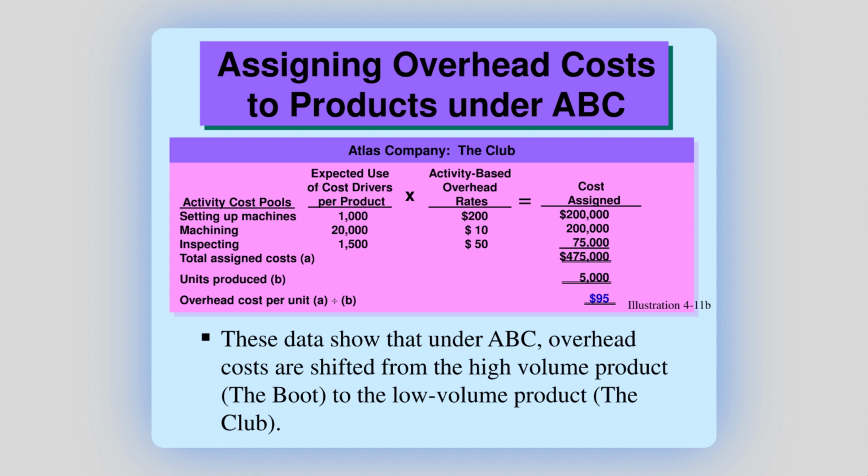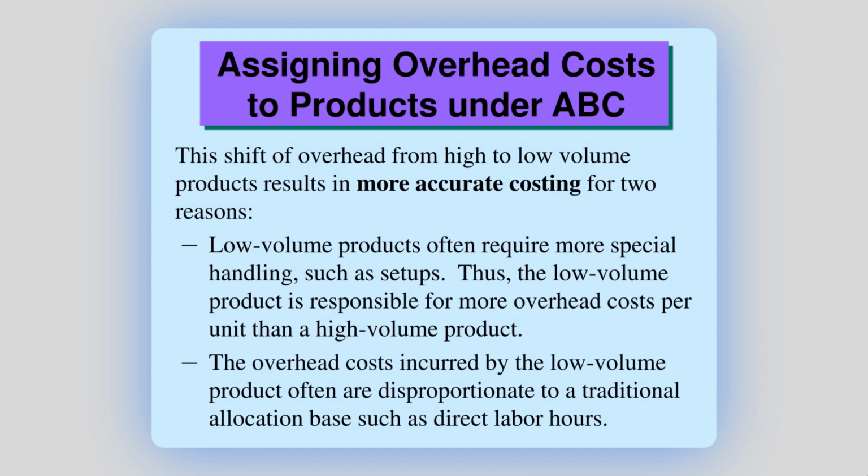Alright? So, very important here is this one. Mamaya class, we'll give you, no? For this. Okay. Alright. Assigning overhead cost. Ito class, low volume and the high volume. So, the shift of the overhead from high to low volume products results in a more accurate costing for two reasons. Low volume products often require more special handling. So, you have set up, okay? The low volume product is responsible for more overhead cost per unit than the high volume. The overhead costs incurred by the low volume product often are disproportionate to the additional costing based on direct labor.